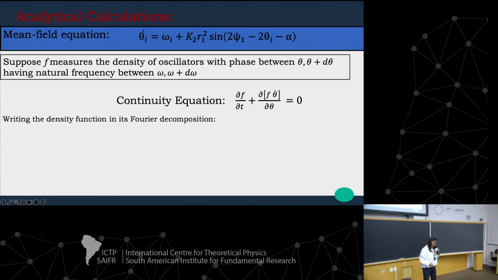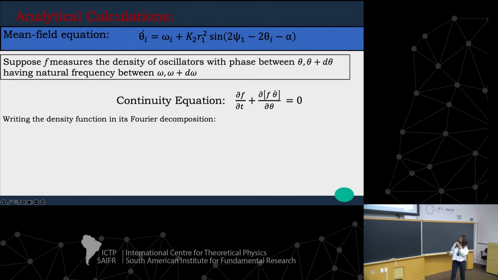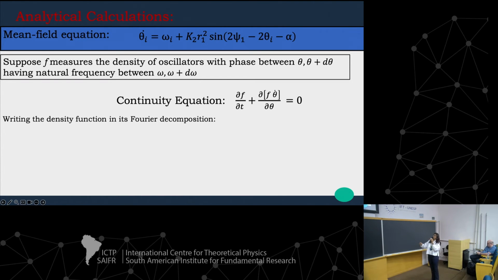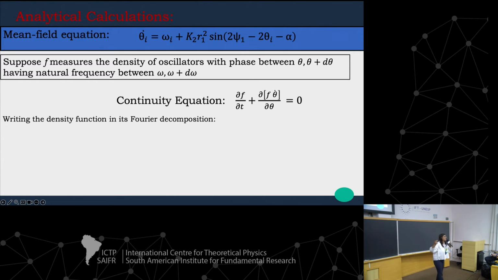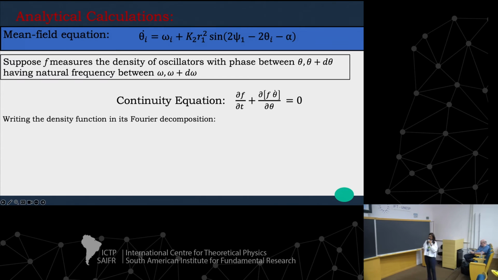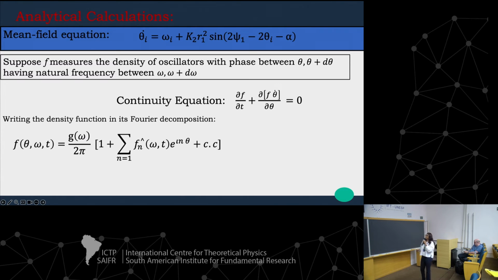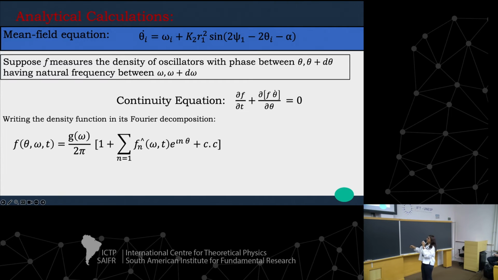And now we can write down this continuity equation in its Fourier decomposition, because this F has the theta component, which is periodic in 2 pi, okay? As soon as you have periodicity, at least in one component, I can always expand F in terms of its Fourier modes. So here we have expanded F, which is a function of theta, omega, and of course at a particular time t.